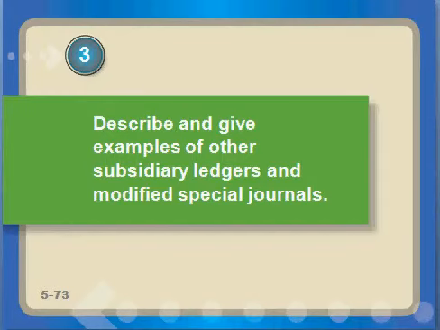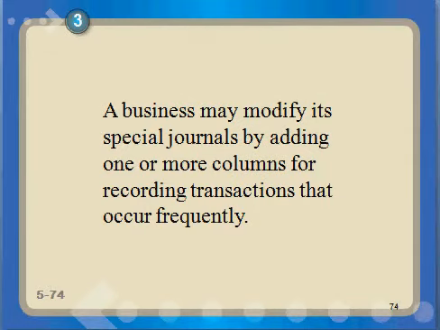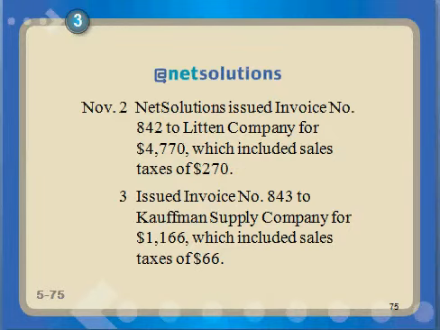Now we've talked about the subsidiary ledgers for accounts payable and accounts receivable, but there are other subsidiary ledgers and other modified special journals that we may use, and we're going to spend just a couple of minutes discussing that. A business may modify a special journal by adding one or more columns for recording transactions that occur frequently. And probably one of the most common columns that we add is for sales taxes payable.